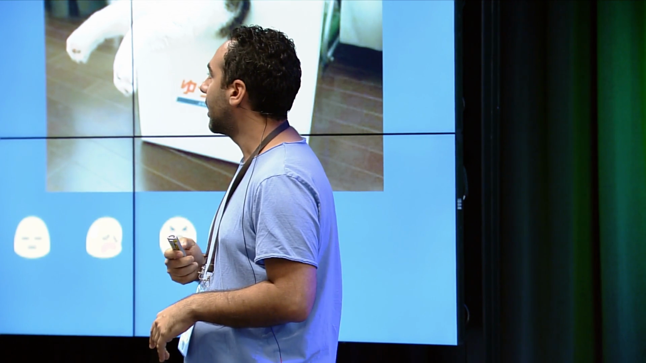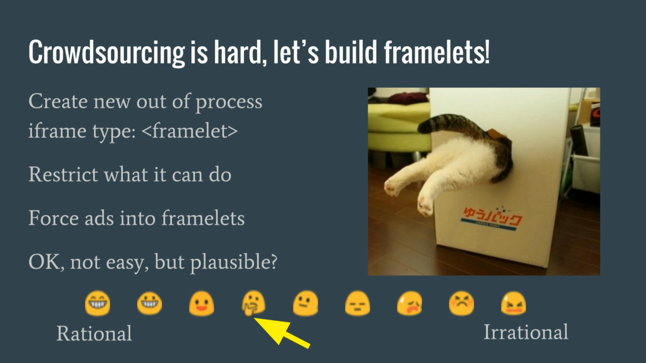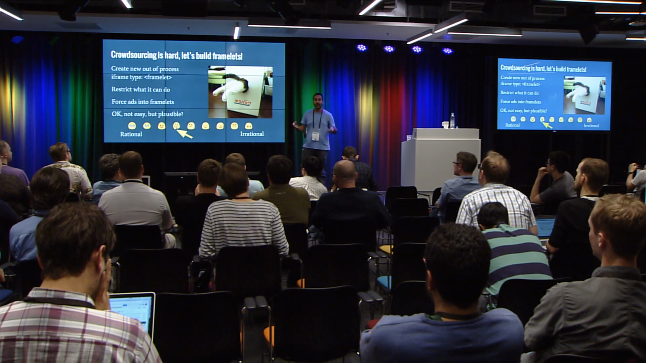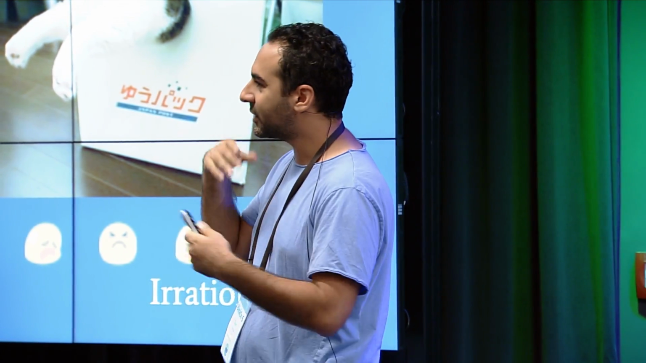And our next thought was, let's create a special type of frame. It's like an iframe, but different. And we can restrict what it can do. We can put it out of process. And then we can force ads into those frames. This is a little better. We're not actually breaking any content in theory, and we're sort of strictly better as a user experience. And we were sort of optimistic about this for a while, and then we thought about how do you actually do the forcing ads into these framelets? And it turned out to be basically impossible.